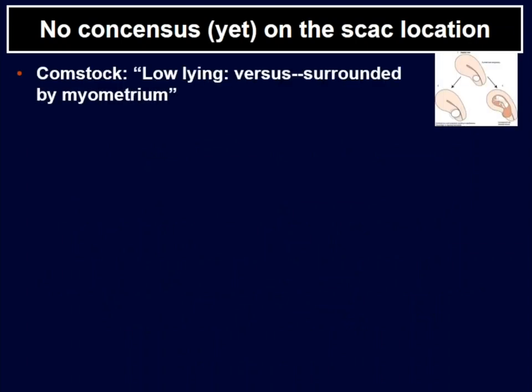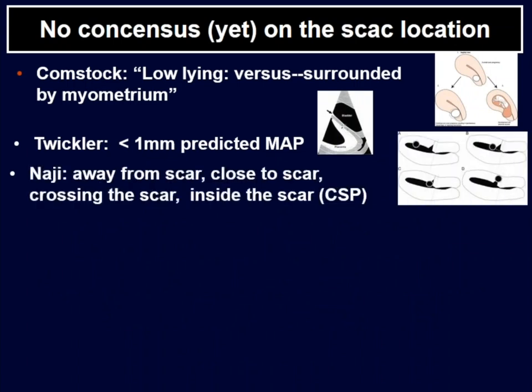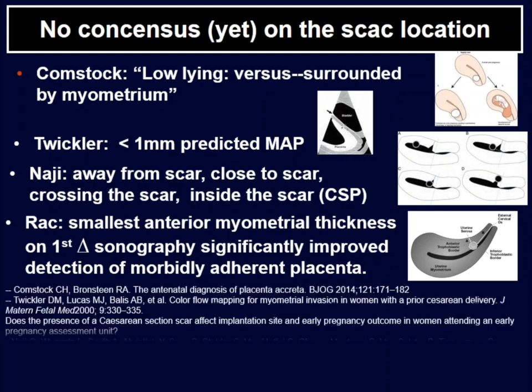Comstock says low-lying versus surrounded by myometrium. Twickler talks about less than 1 millimeter that predicted morbidly adherent placenta. Nagy says away from the scar, close to the scar, crossing the scar, inside the scar. And Martha Rack says smallest anterior myometrial thickness on first trimester sonography significantly improved detection of morbidly adherent placenta. The importance is seen in these articles, but none of them defines it precisely.